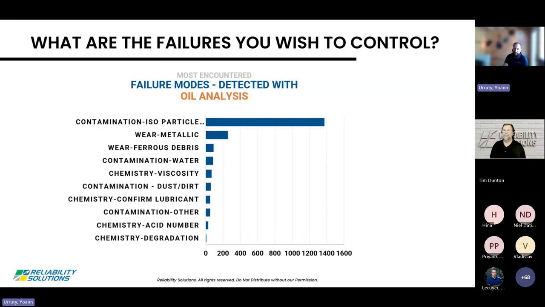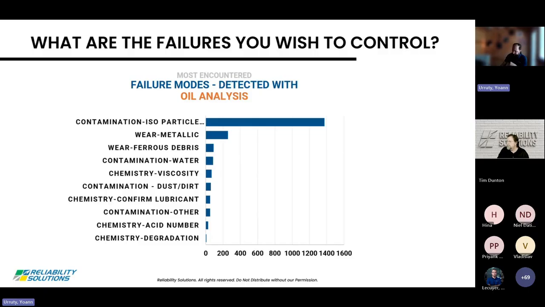Exactly. And once it's in the machine, there are poor breathers, poor seals, and so on and so forth, right? So it's not a surprise that particle contamination is the top failure mode with regards to oil analysis. I think what surprises me a little bit about that chart is water being so low. I have always assumed, I guess it's industry dependent, but in a lot of industries, moisture contamination is way up there, almost the same as dirt. That's true.